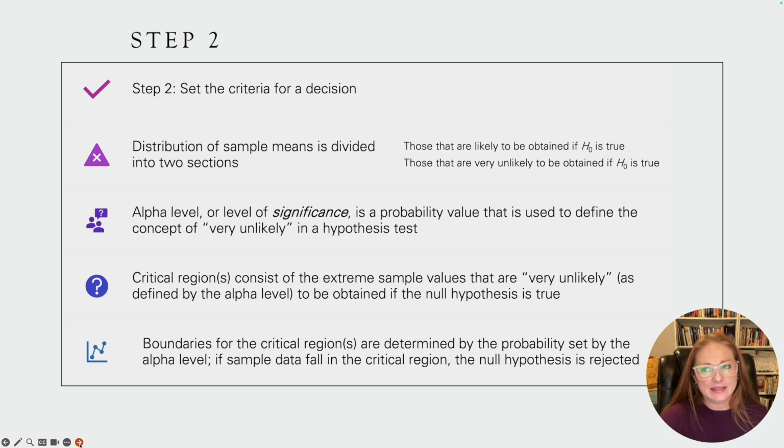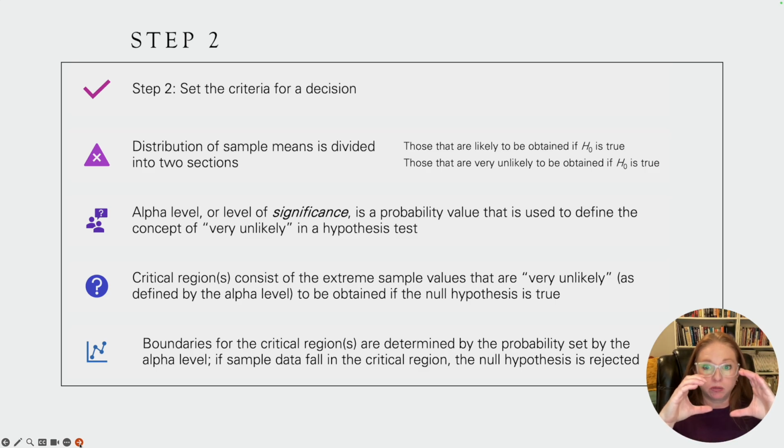Okay. The alpha level, and it looks like the little fish, right? Or the level of significance is the probability value that's used to define the concept of whatever you believe is very unlikely. So think back to last lecture and the lecture before that. So most of the time in social behavioral sciences, your alpha level is going to be 0.05. Okay. So 0.05 if you're running a two-tailed test, which is most of the time, right?